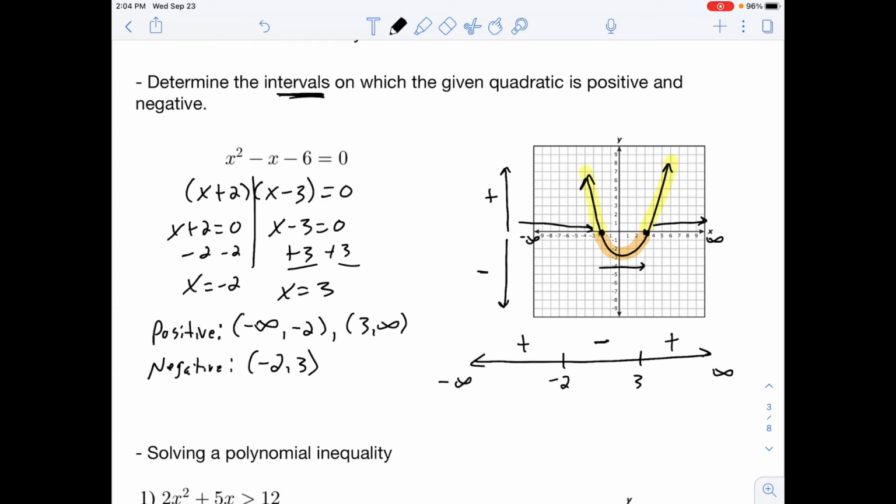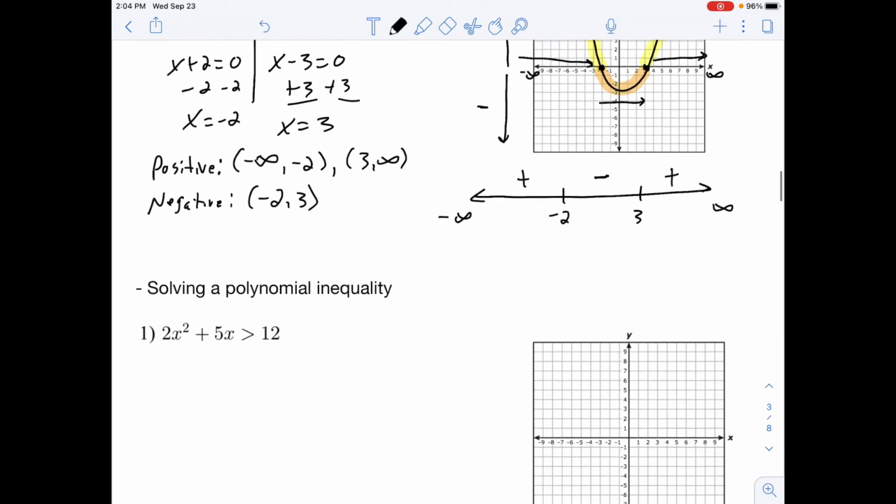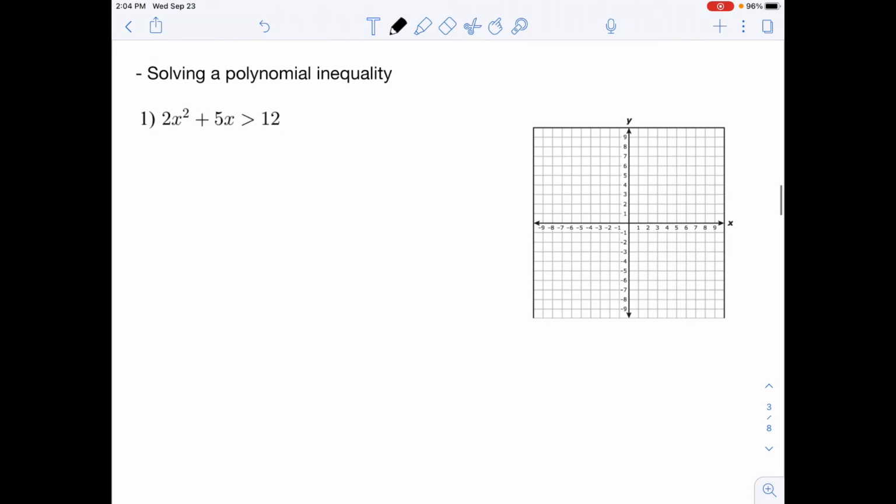Now we can use this to help us when we're solving a polynomial inequality. So let's go ahead and take a look at this problem right here. We want to solve this inequality, so what we want to do is definitely get a look at the graph. In order to do that, we want to subtract 12. We want to get it set equal to 0 because it's quadratic. And that gives us minus 12 is greater than 0.